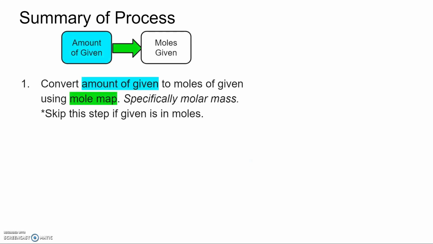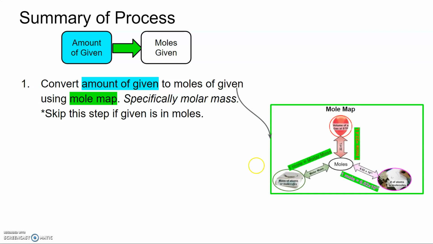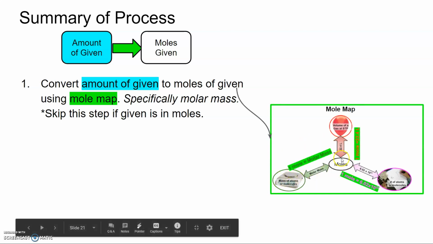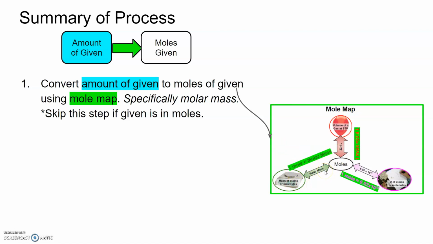So in terms of the process of solving these types of problems, it's pretty much the same process you've been looking at for all stoichiometry. You're going to start by converting the amount of your given to moles of your given using the mole map. And specifically, since these are mass-to-mass problems, we would use the molar mass. So we would use this part of the mole map. Going from mass to moles, we would go through the molar mass.